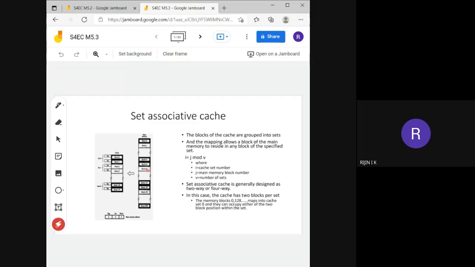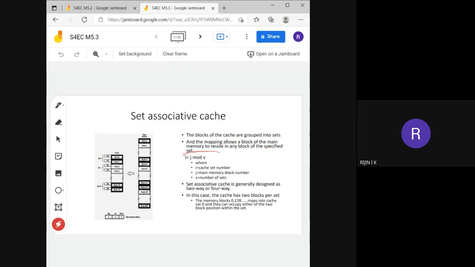Okay, likewise, the next memory block, in whichever set it lands, within that set the block can be accommodated anywhere. Okay, so that is what a set associative cache is. Here in set associative cache, the blocks of the cache are grouped into sets, and the mapping allows a block of the main memory to reside in any block of the specified set.